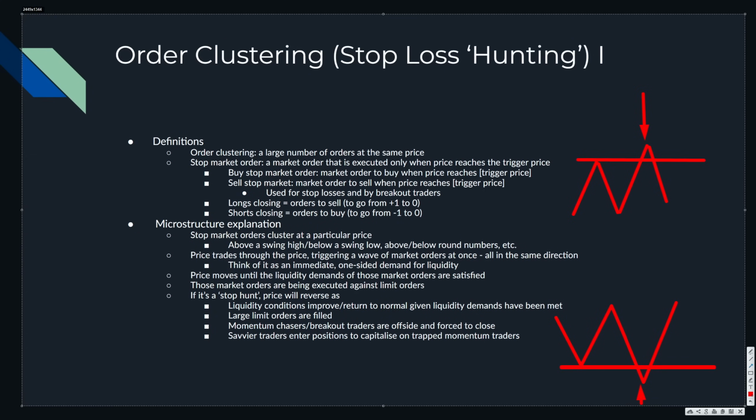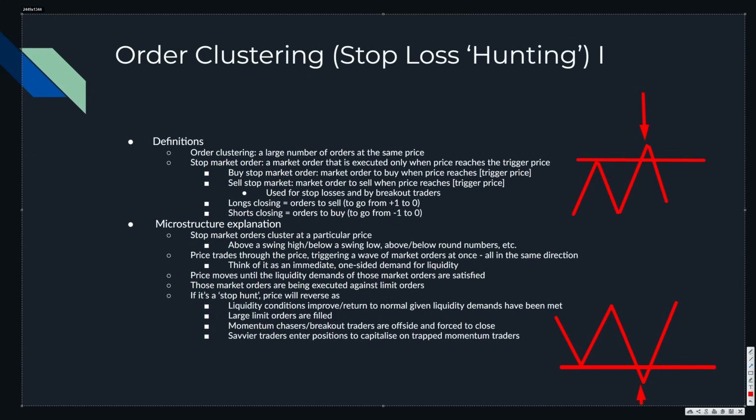And a sell stop market order is a market order to sell when price reaches the trigger price. And typically these order types are used for stop losses and also by breakout traders. One final bit to remind yourself of is that longs closing must become orders to sell, right? So if you're +1 and you want to go to 0, you have to sell to get there. And then in the same vein, shorts closing become orders to buy. So if you're at -1, you need to buy to get to 0.